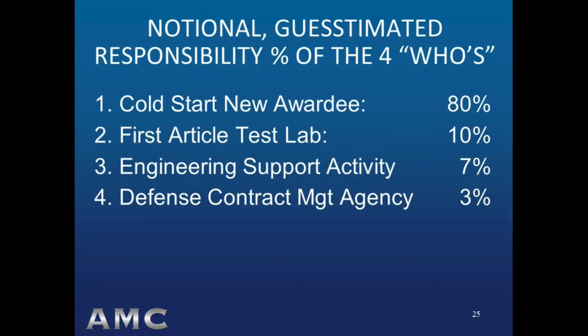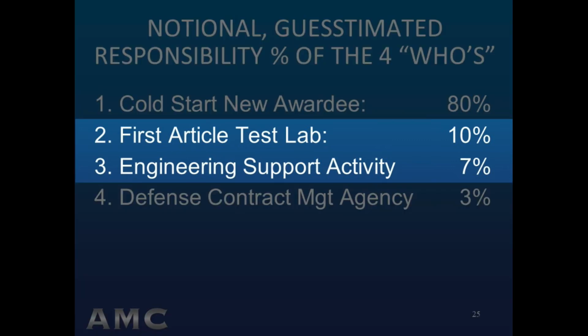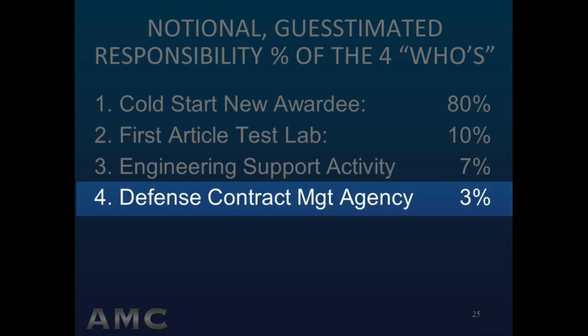Now, I will turn our discussion back over to Keith Sturgill, who will detail the roles of the first article test lab and engineering support activity at DoD sites responsible for legacy casting applications. He will also explain an important but less well-known role of the Defense Contract Management Agency in authorizing components for production. Let's look at the logistics and procurement landscapes for a moment.